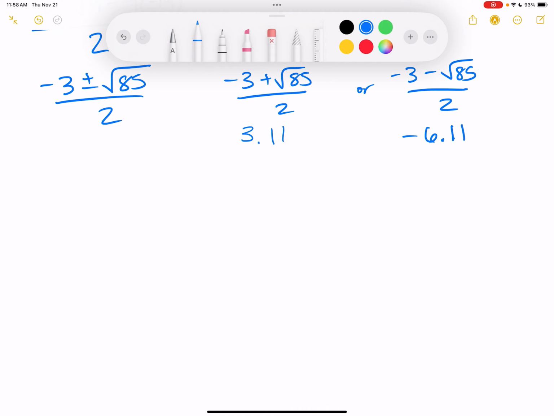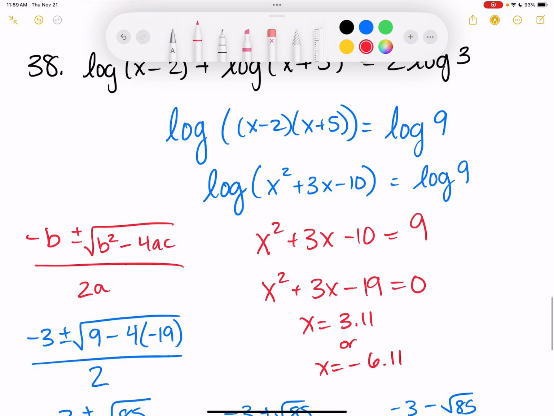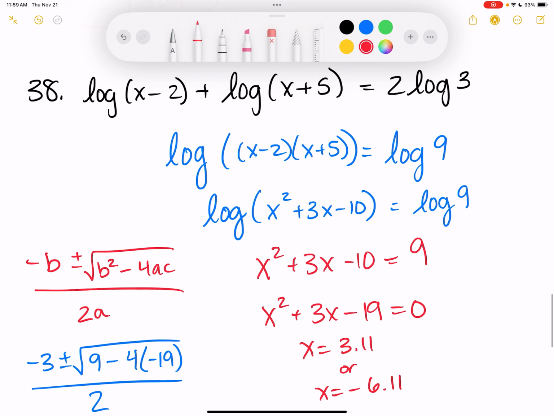All right. Now, this tells me that x is equal to 3.11 or x equals negative 6.11. But much like we had in the last chapter, extraneous solutions. I need to make sure that if I were to plug any of these numbers in, it's not going to cause a problem. Okay? The big thing that causes a problem is a negative in a log. So I need to make sure that whatever number I choose isn't going to cause a problem.